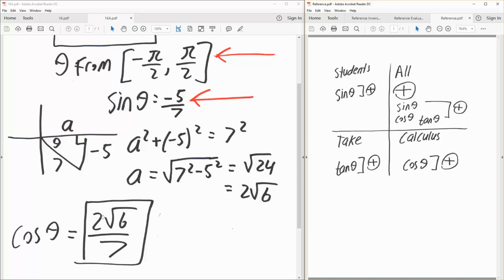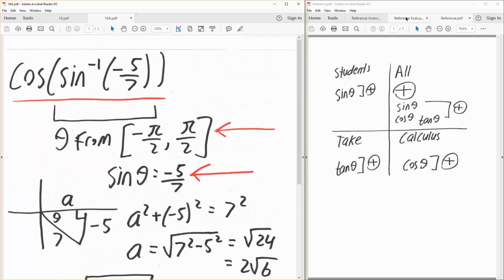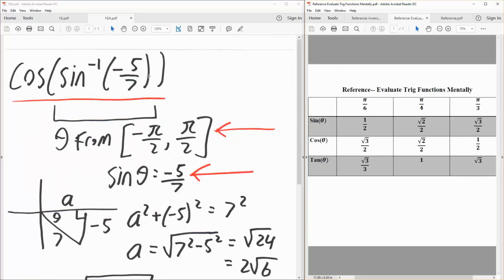So our final answer would be 2 square root of 6 divided by 7, because we discovered the a value is 2 square root of 6 and our hypotenuse is 7. And that's all we need to do to solve inverse trig functions, whether it fits nicely with this table or if it's something different.